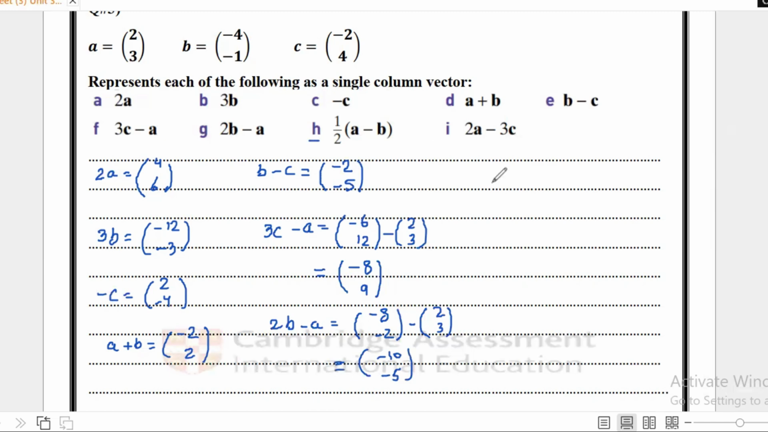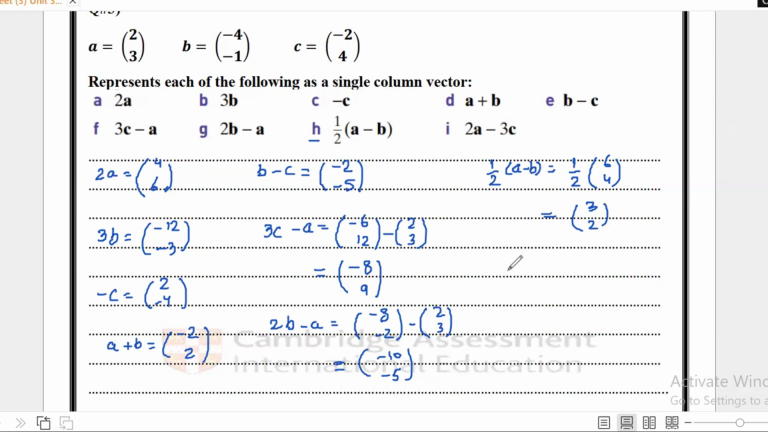And next we have the H part. That H part is 1 over 2 of A minus B. So we will first write the answer of A minus B, then divide by 2. A minus B gives me what? 2 minus minus 4, plus 4, that means 6. And 3 minus minus 1, plus 1, so that gives me 4. Now once you multiply 1 over 2 inside, it gives 1 over 2 multiplied by 6, that is equal to 3. And then 1 over 2 multiplied by 4, that is equal to 2. So this is the required answer of H.